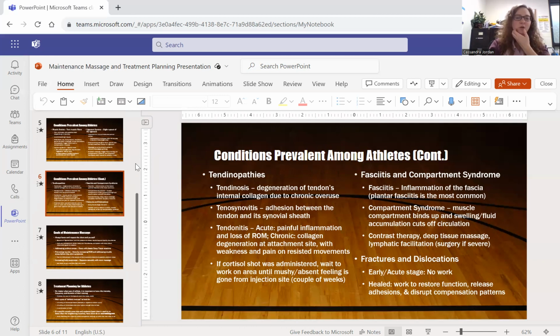Usually it's chronic with collagen degeneration at the attachment site. And there'll be weakness and pain on resisted movements. And this is another cross-fiber friction situation.